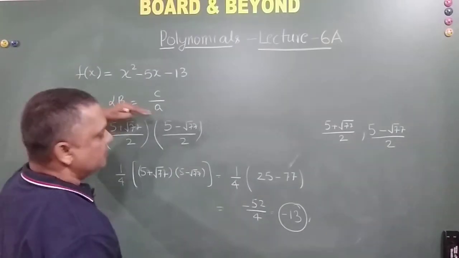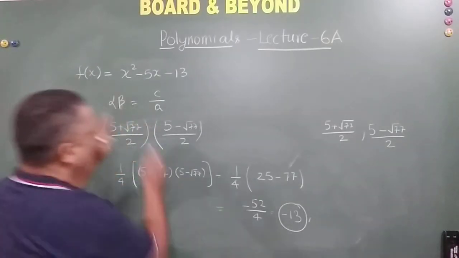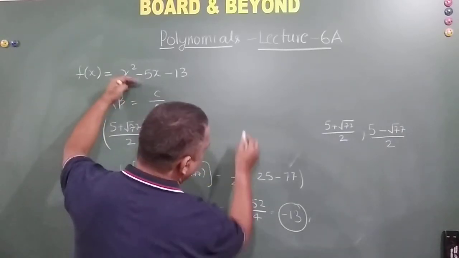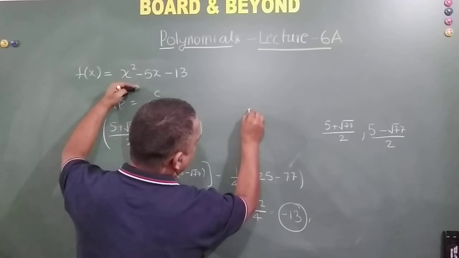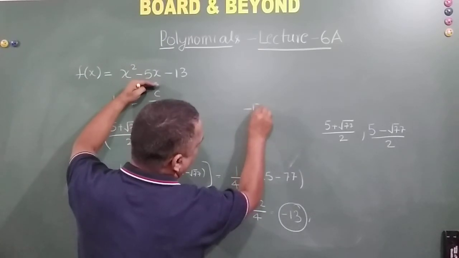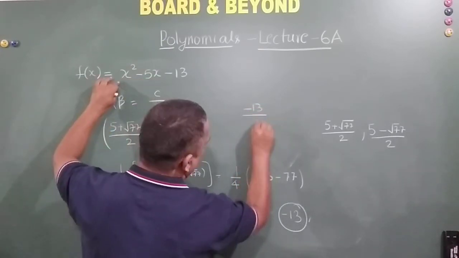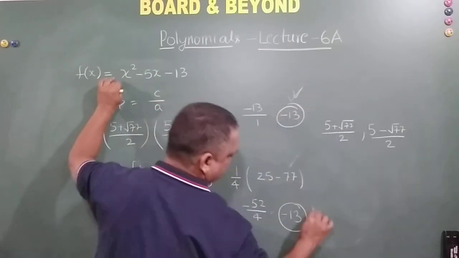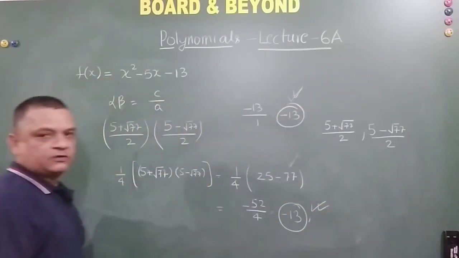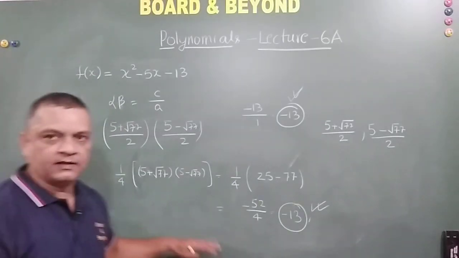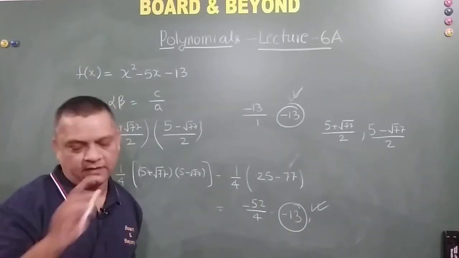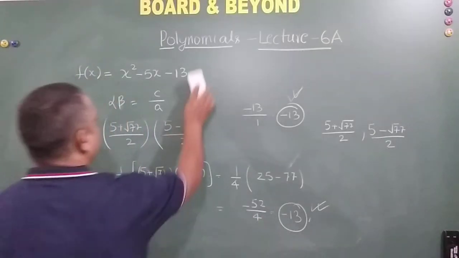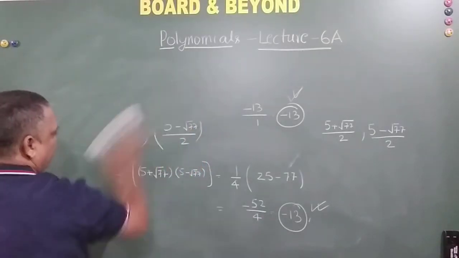Let's do c by a now. That is coming on to the RHS. C by a. Look at the original equation, my friend. C is how much? Minus 13. A is how much? 1. This is equal to minus 13. Now you see this and this. So friends, have we verified the product of the roots as well? Right. Okay, so this was the problem. A little tricky problem that we have actually solved.